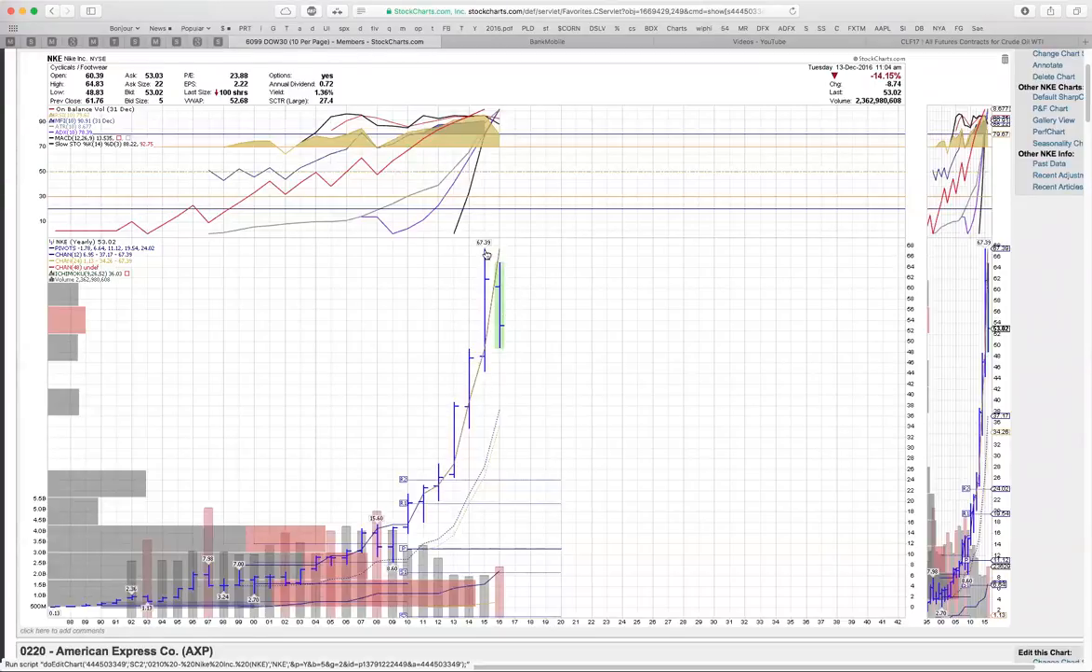But this is, we're getting a bounce up in here, but you can see that this 62 area was an issue.